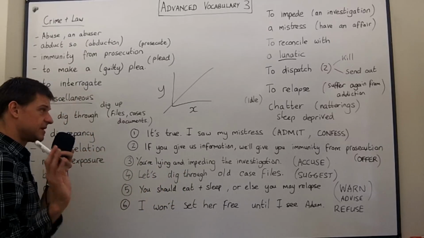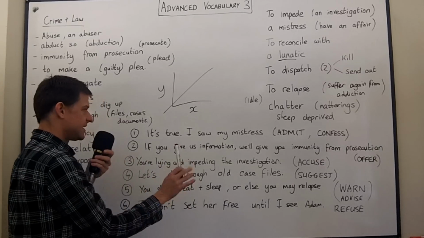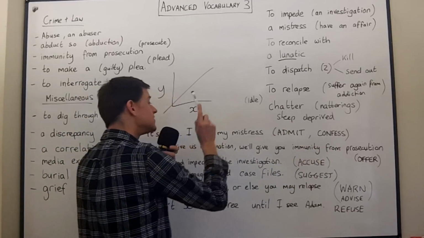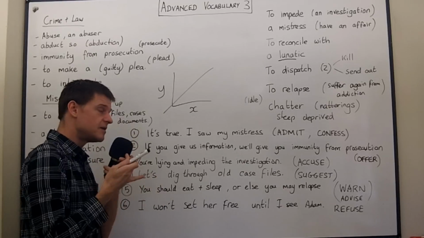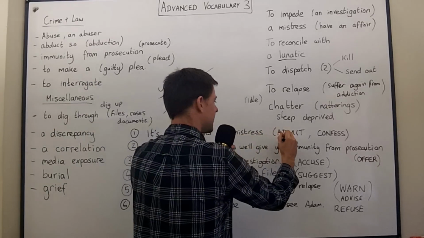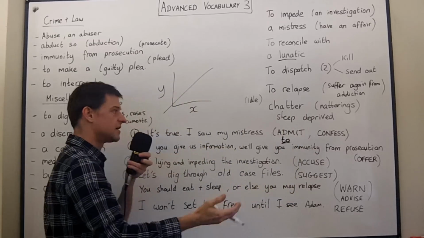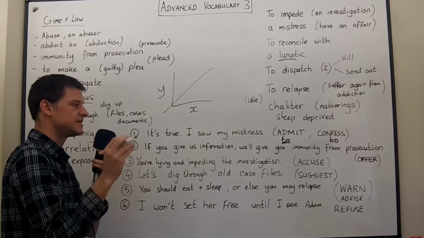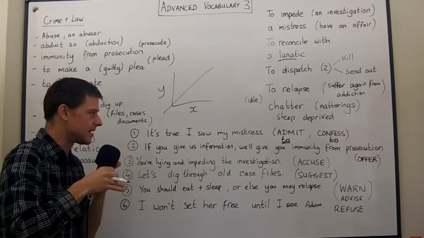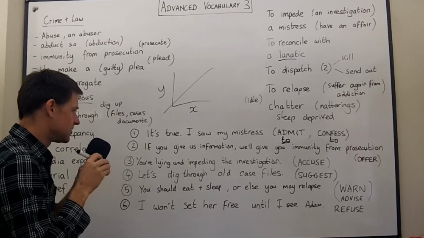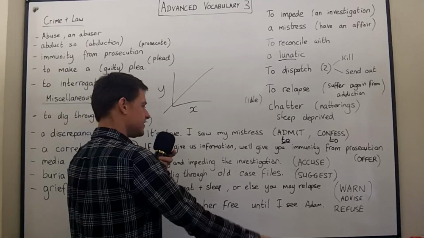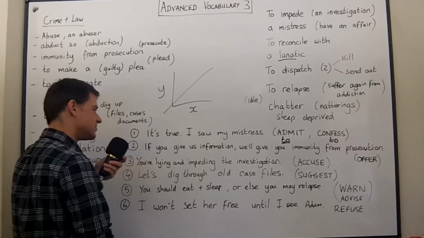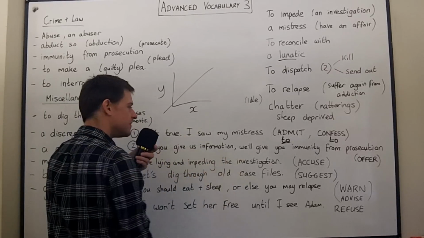Okay, so answers. So please pause if you don't want to hear the answers yet. He admitted seeing his mistress, or he confessed to seeing his mistress. And by the way, a very good question that I got once was, can we say admit to and gerund as well as admit? And yes, we can. He admitted to seeing his mistress. He admitted seeing his mistress. Both are correct. Absolutely correct. Acceptable. Number 2, if you give us information, we'll give you immunity from prosecution. Captain Gregson offered to give him immunity from prosecution if he gave them information.